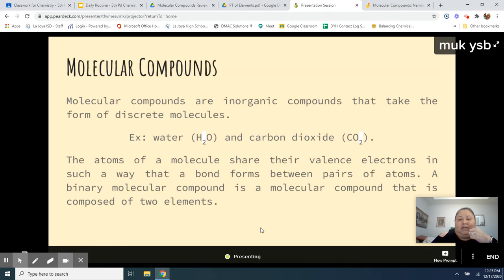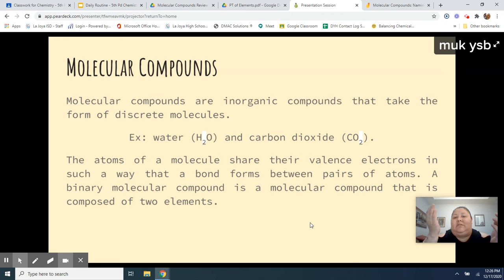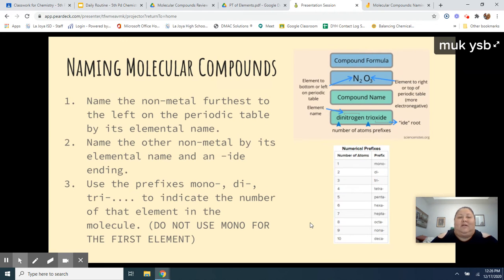The thing you always have to remember is that ionics transfer electrons. Molecular compounds will share electrons, and we call that a covalent bond. Anytime you're sharing your valence electrons, that is going to be known as a covalent bond. And any compound that has covalent bonds is known as a molecular compound, molecules. And today is all about naming molecular compounds.